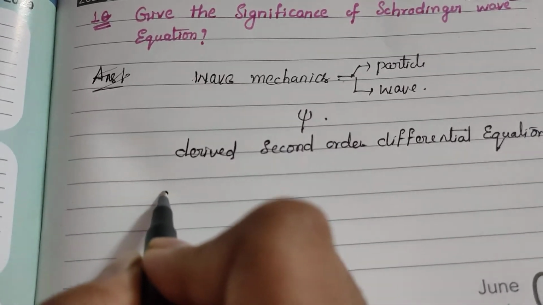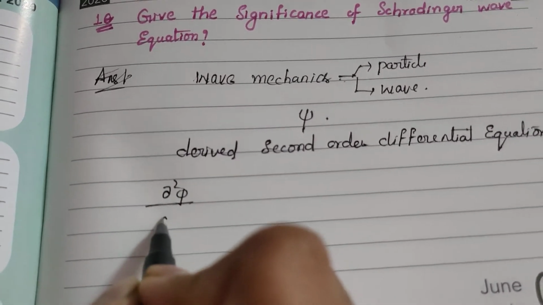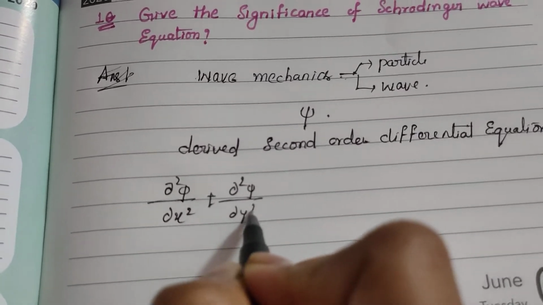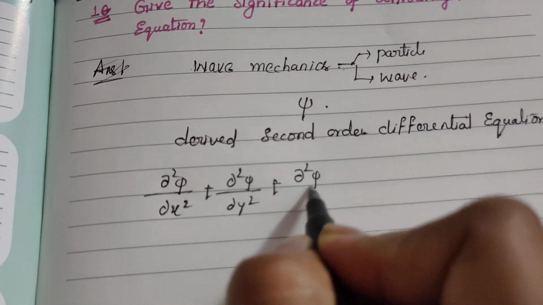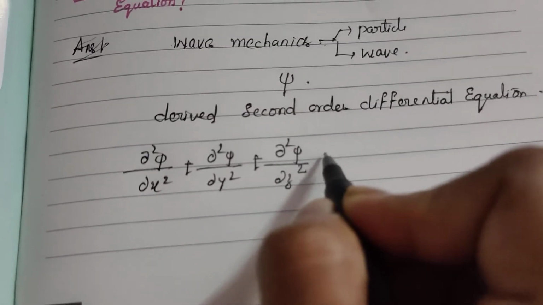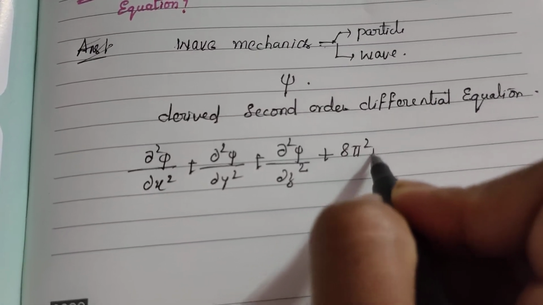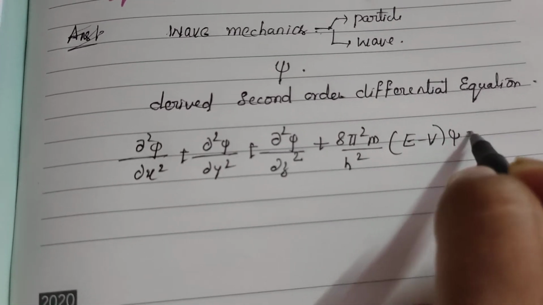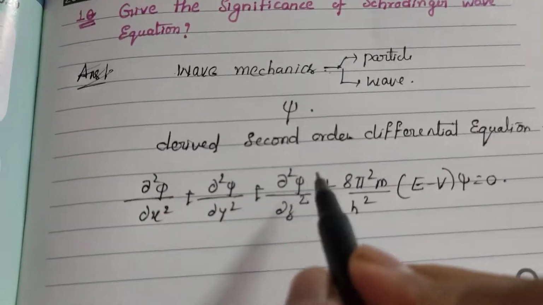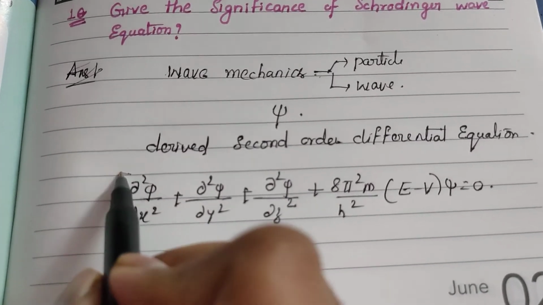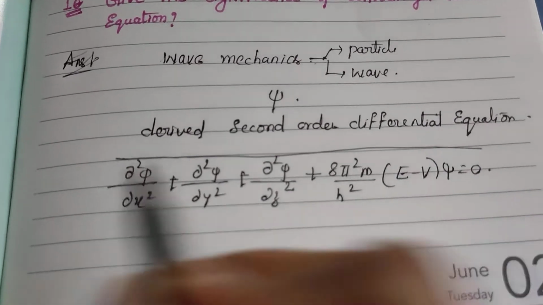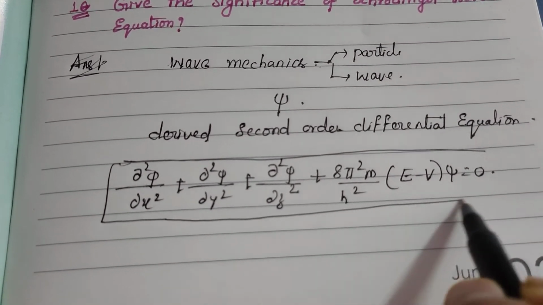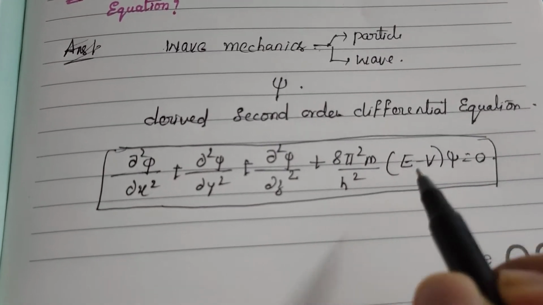What is the equation? The equation is dou square psi upon dou x square plus dou square psi upon dou y square plus dou square psi upon dou z square plus 8 pi square m upon h square times E minus V psi equals 0. This is a second order differential equation. This is our Schrodinger wave equation. This is a time independent Schrodinger wave equation. Here there is no time term, right?